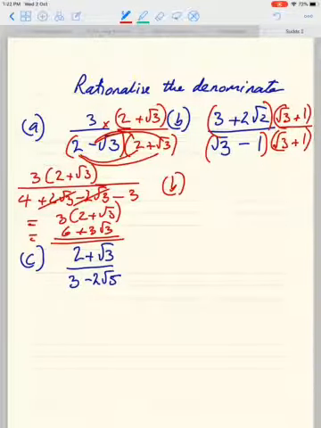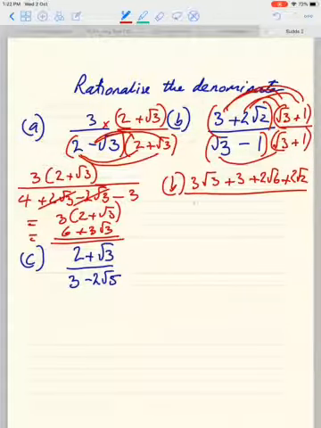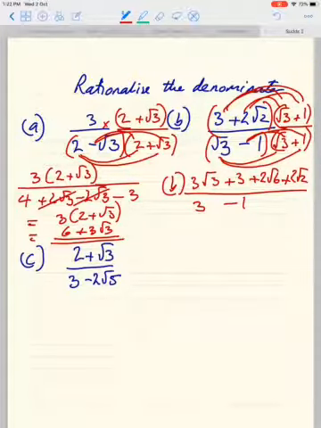Here I think I will expand the top just to see what might happen, if it'll simplify any. So FOIL it out. This is 3 root 3 plus 3. And this is 2 times root 3, so I'll do that in one go. 2 root 6 plus 2 root 2 times 1 is 2 root 2. And that's all divided by, well, root 3 times root 3 is 3, plus 1 root 3 minus 1 root 3, the root 3's cancel out, and then negative 1 times positive 1 is minus 1. So I think that's about it really.